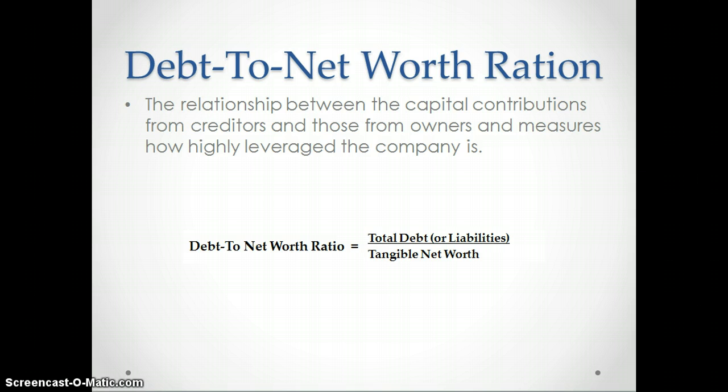First, we're going to speak of the debt to net worth ratio. It's calculated as follows: debt to net worth ratio equals the total debt or liabilities over the tangible net worth. The debt to net worth ratio is the relationship between the capital contributions from creditors and those from owners, and measures how highly leveraged the company is.